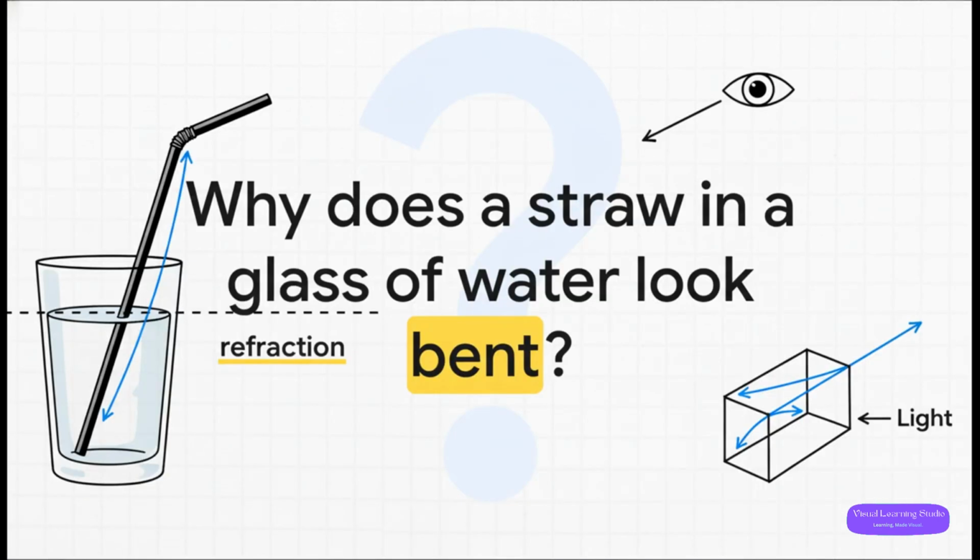So, let's start with something you've probably seen 1,000 times. You take a perfectly straight straw, pop it in a glass of water, and bam! It suddenly looks like it's broken right at the waterline. So what on earth is going on there?